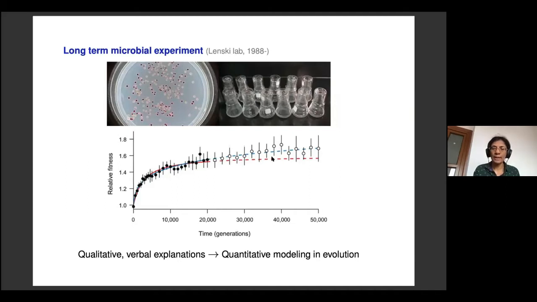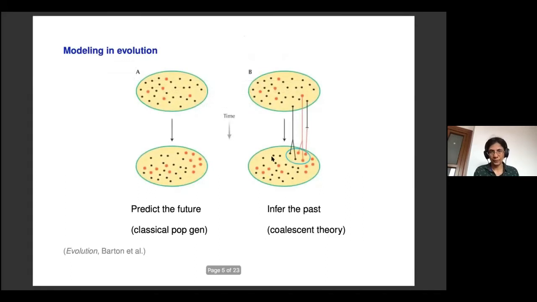So what kind of modeling does one do in evolution? Basically, one comes up with two ways of looking at evolution. There are two very broad ways in which theory is used in evolution. One is about giving a prospective view of evolution.